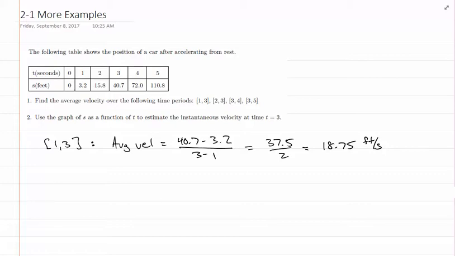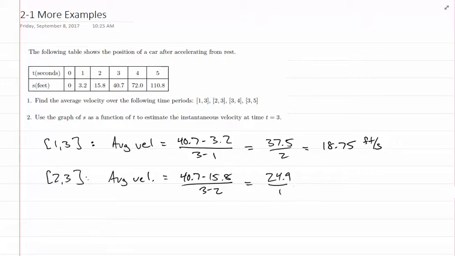Okay. Over the interval from 2 to 3, same deal. The average velocity is going to be the change in position over the change in time. So it's going to be 40.7 minus 15.8 over 3 minus 2. Which is 24.9 over 1. So that's 24.9 feet per second.